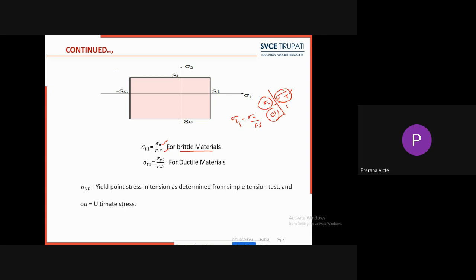Please remember. So when you calculate sigma T1, here sigma T2 is equal to 0. For brittle material, sigma T1 is sigma U by factor of safety. If it is ductile material, sigma T1 is equal to sigma YT by factor of safety. Why is it sigma U for brittle material and sigma YT for ductile material? Anyone?